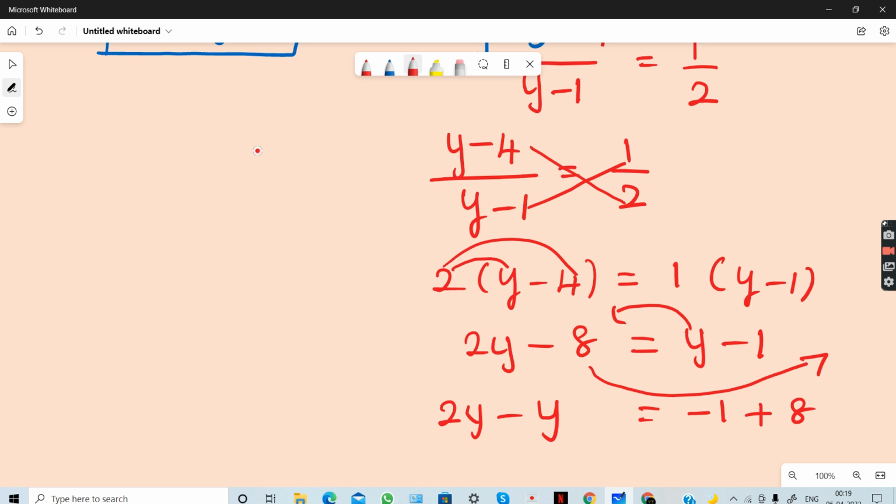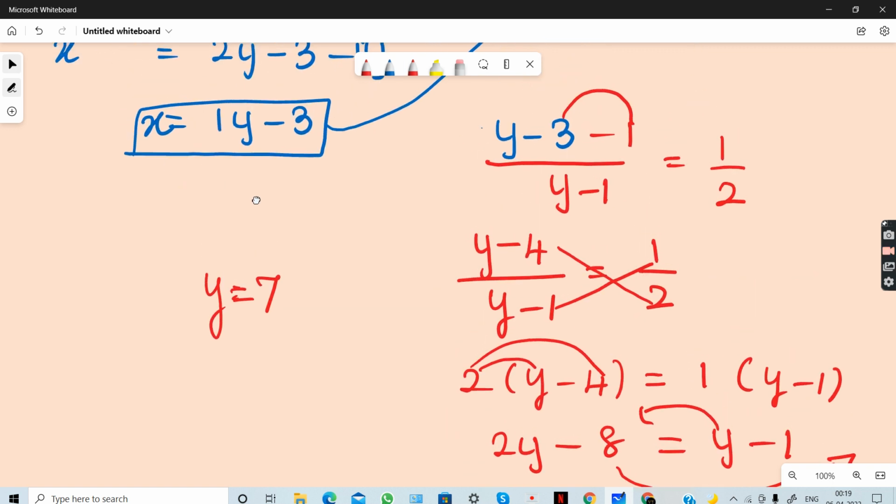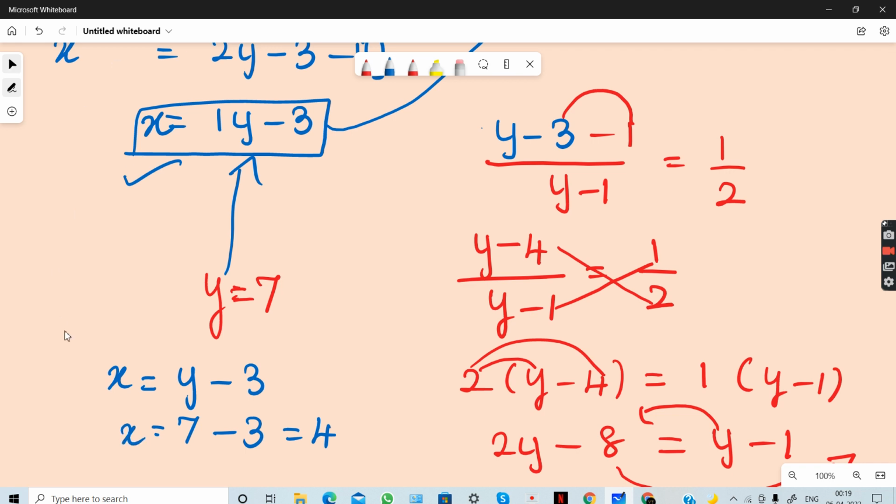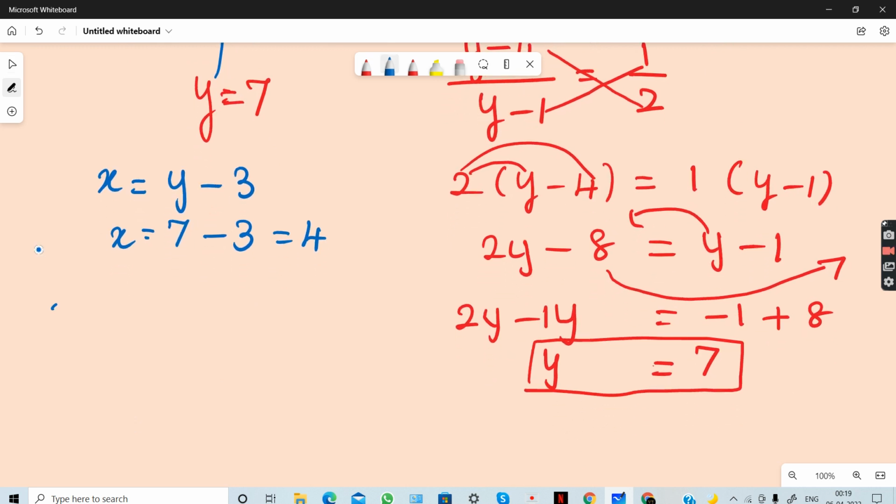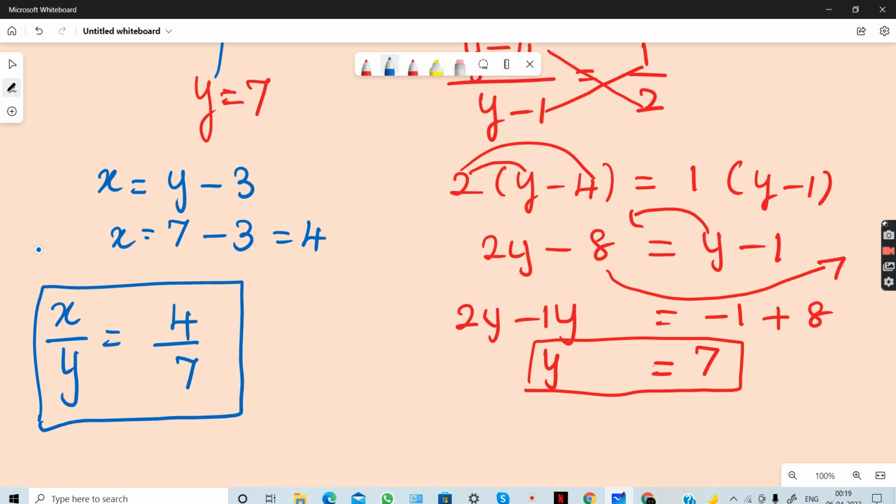You get this? So now 2y minus y is 1y, and here 8 minus 1 is 7. So y is equal to 7. We found the denominator but not the numerator. But we have the equation x equals y minus 3, so you can substitute here. x is equal to 7 minus 3, that is 4. So what's the value of x, students? 4. Now what's the answer? x divided by y, that is 4 divided by 7. So the fraction is 4 by 7.